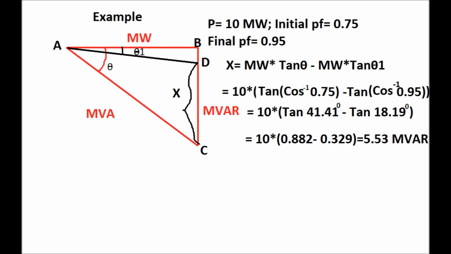So we can see that for a load of 10 megawatt, if the power factor is to be improved from 0.75 to 0.95, the size of the capacitor bank required is 5.53 megavar. That is almost 50% of the active power drawn by the system.